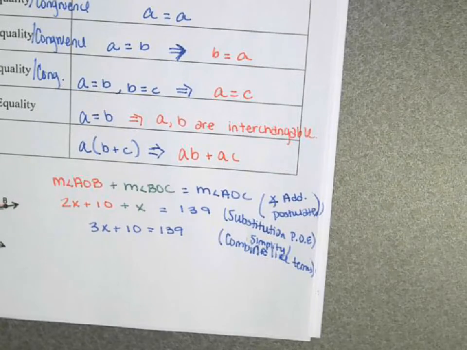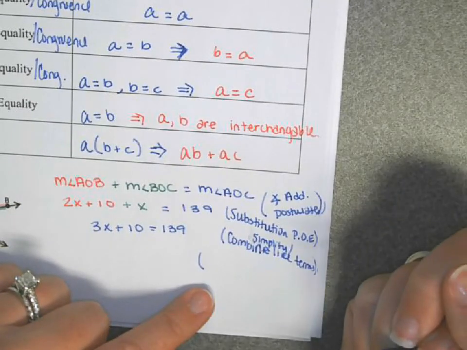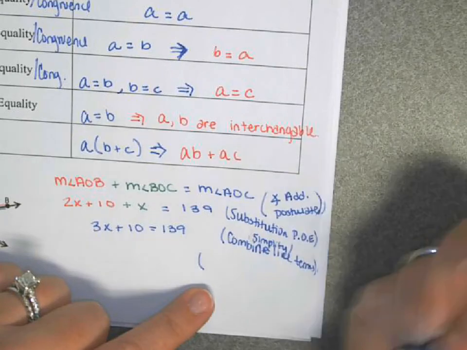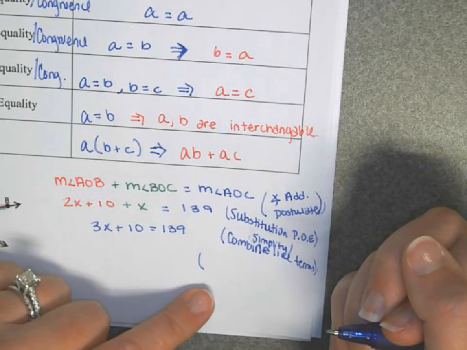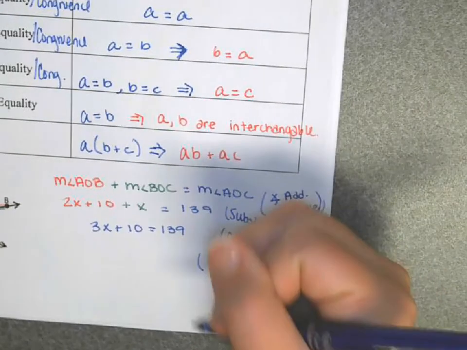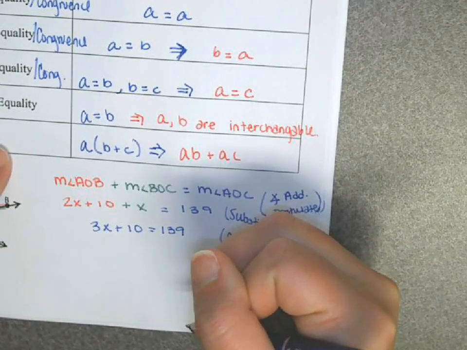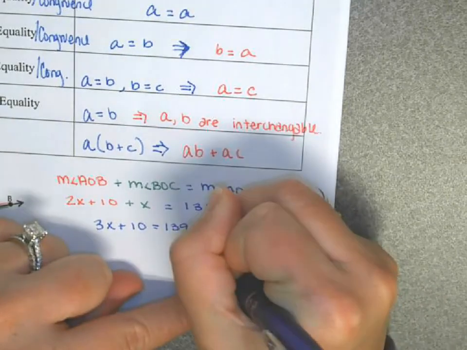Okay. And then what? Go ahead. Subtract 10 from both sides. Wait a minute. You just told me the rule. What's the rule? What's the next reasoning? What are you going to do? Subtract 10 from both sides. So what's our reasoning have to be here? If you're subtracting, it's right up in here somewhere. Which rule does it follow? The subtraction property of equality.